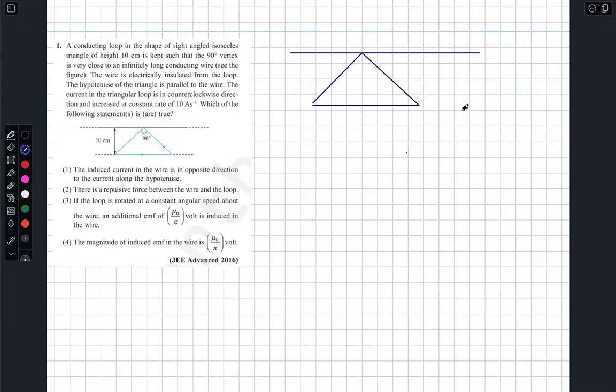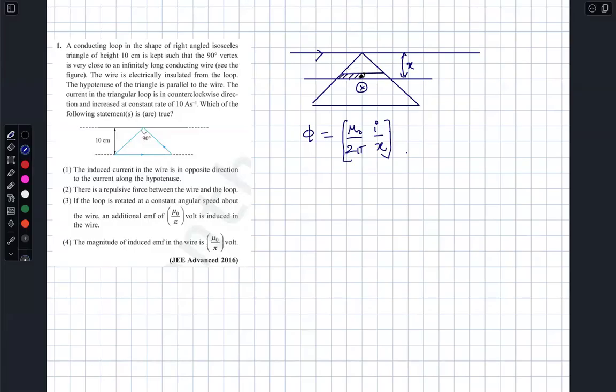Right. Now, in this, I am assuming the current like this that allows an inward flux here. See, at some distance x, what is going to be the field? The field is mu naught by 2 pi I by x. Fine. That's the field.